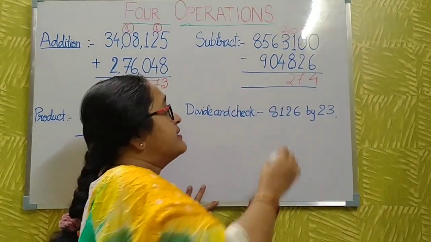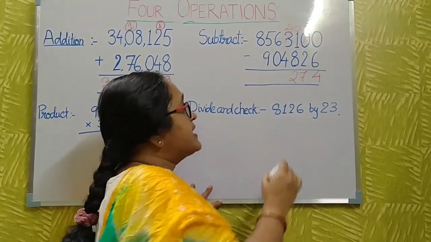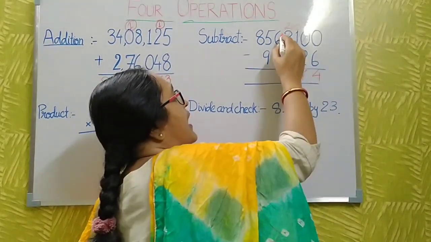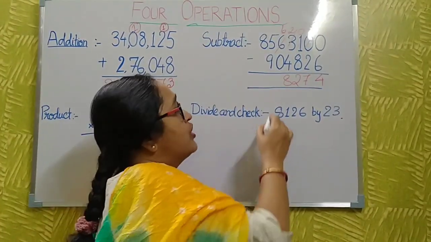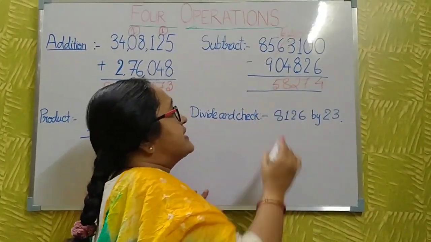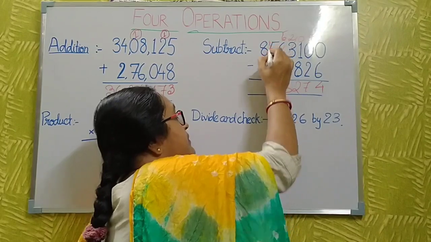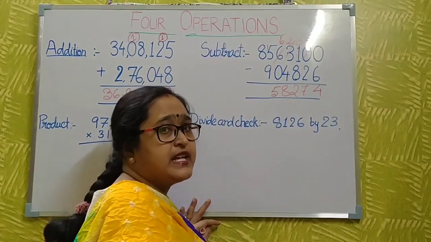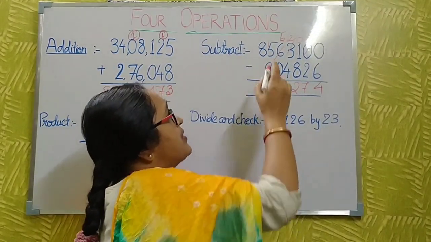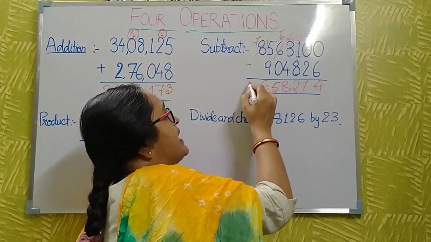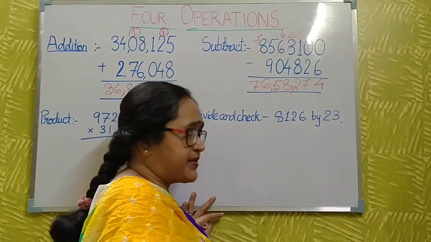2 means 12, because 4 is greater than 2. That's why here 2 means 12. 12 minus 4 is 8. And you borrowed 1 from here also. This is 5. 5 minus 0 is also 5. And then you do here 5 minus 9, that means 15 minus 9. 15 minus 9 is 6. And 1 borrowed from here also. You cut here 7 and put 7. Okay, this is the answer of the subtraction.